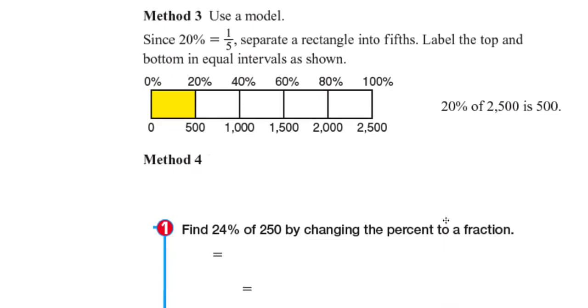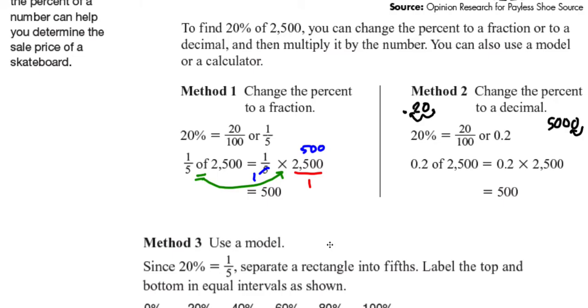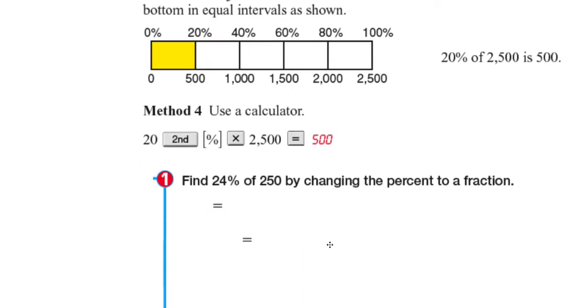Method number 4, which we definitely will not be using for a very long time, is using a calculator. You simply punch in 20, press second and the percent sign, multiplied by 2,500. That'll give you 500. So those are 4 methods. We'll probably concentrate on method 1 and method 2.